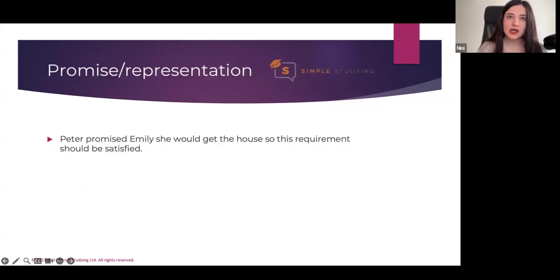Now we have to apply this to the facts of the case. In this case, Peter promised Emily she would get the house. So the first requirement, the promise or representation requirement, is satisfied because there is a clear promise.